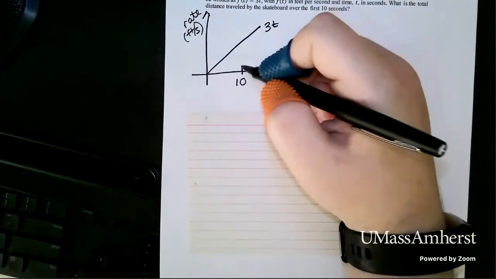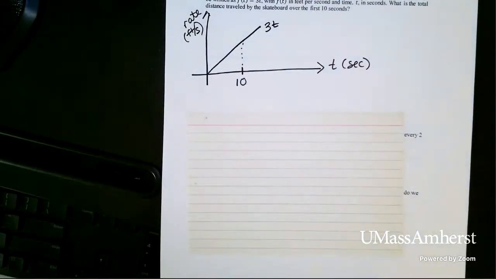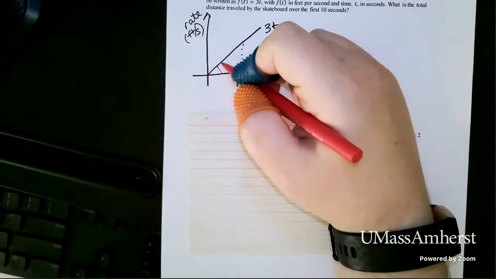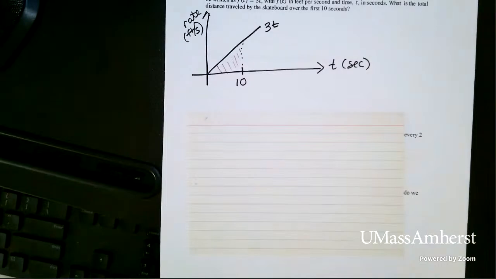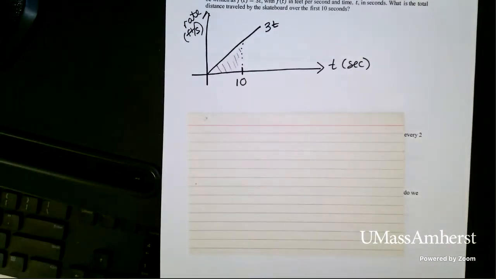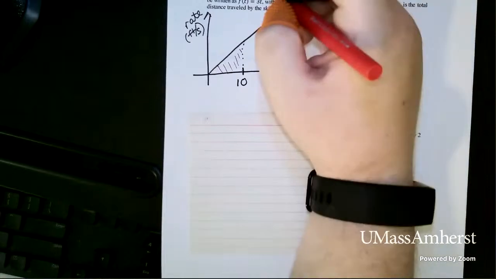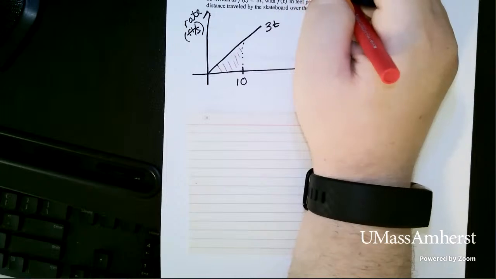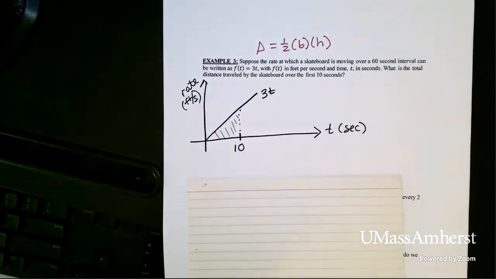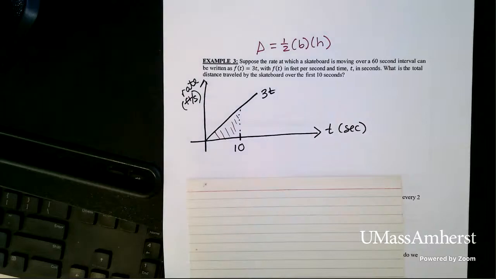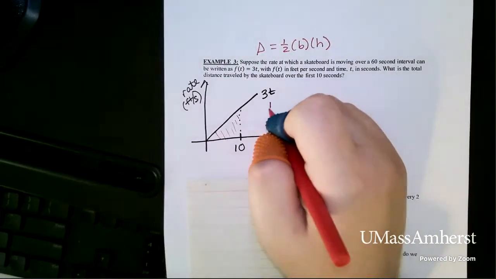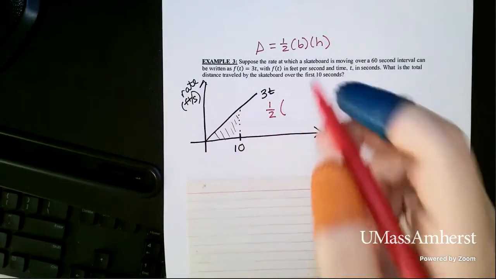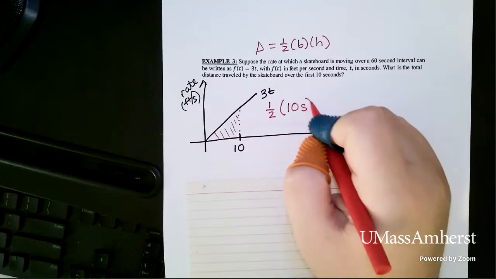If I'm looking at the area here, what I notice is that I don't have a rectangle, but instead I have a triangle. A triangle is a geometric shape that I also know how to find the area of. As a reminder, the area of a triangle is 1/2 base times height. So I have to figure out if I know those values here. 1/2 is just a standard part of the formula. My base goes from 0 to 10, and that represents 10 seconds.